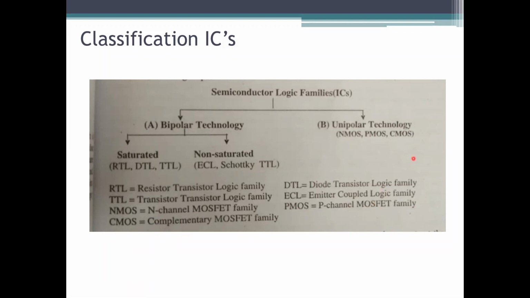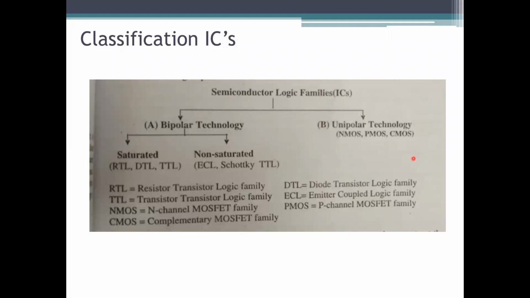In a bipolar technology, bipolar transistors like NPN transistors are used to construct the logical circuit. In a saturated bipolar family, the transistors are driven into saturation, while in the non-saturated family, the transistors are operated slightly below saturation to reduce the propagation delay. And in case of your unipolar technology, unipolar transistors, MOSFETs, are used to construct the semiconductor ICs.